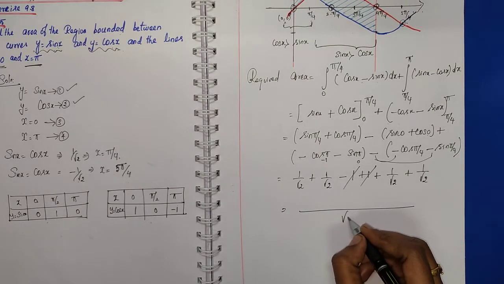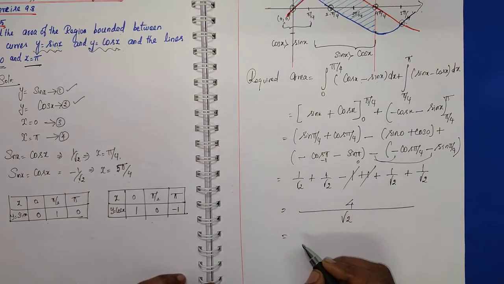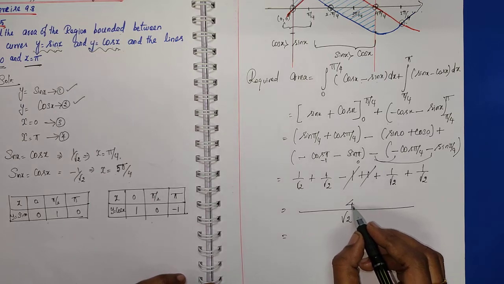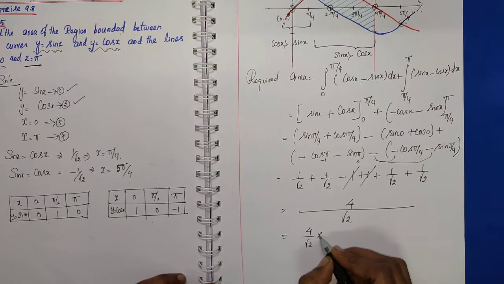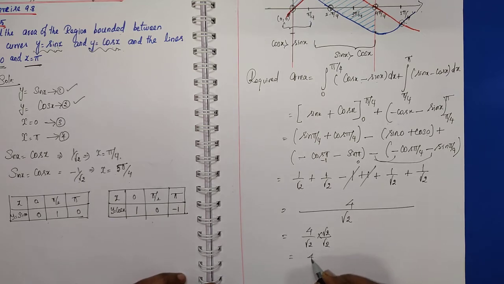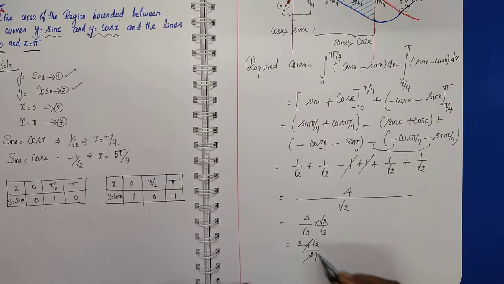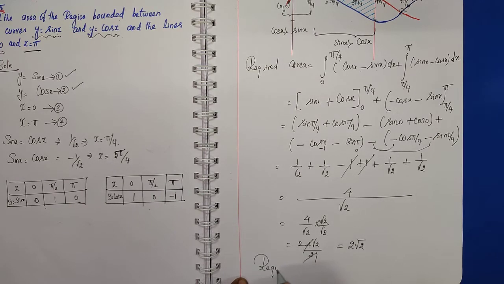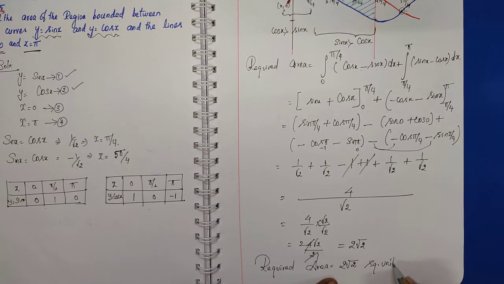The denominator is root 2. Adding all the numerators, we get 4. So rationalize the denominator. Now 4 by root 2, multiply by root 2 root 2. This is equal to 4 root 2 by 2. So 2 ones are 2, 2 twos are 4. So 2 root 2. Therefore, required area is equal to 2 root 2 square units.